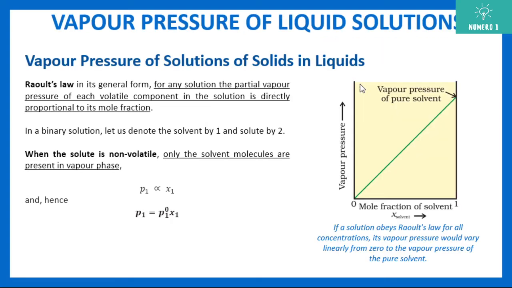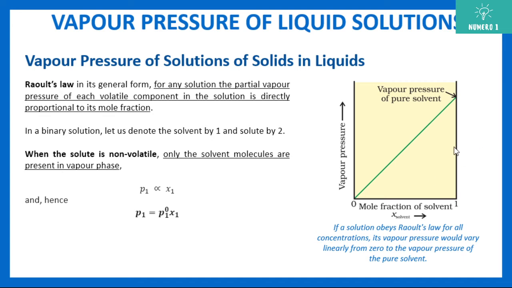If you remember, in the last session I discussed this graph. This graph is showing vapor pressure against the mole fraction. So if you see, whenever you add a non-volatile solute, what happens? The vapor pressure decreases. And this was actually given by Raoult's law, with the equation P1 = P1⁰ X1.